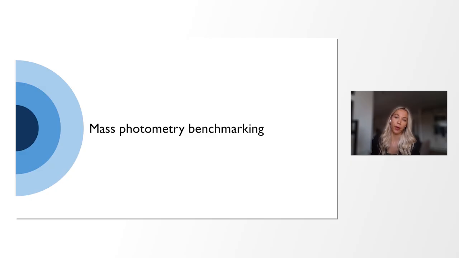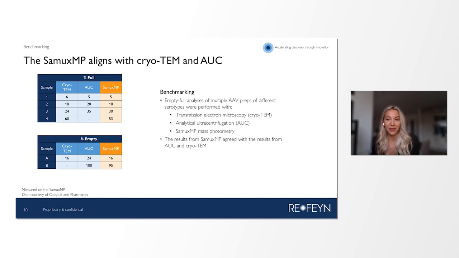How does mass photometry compare to other methods? There are now multiple research articles that have been released, but this is just one example of the data sets that are available, where mass photometry and different serotypes in this case were compared to traditional methods, including transmission electron microscopy and analytical centrifugation. And we can see that the results from SamX MP have really good agreement with both of these methods.